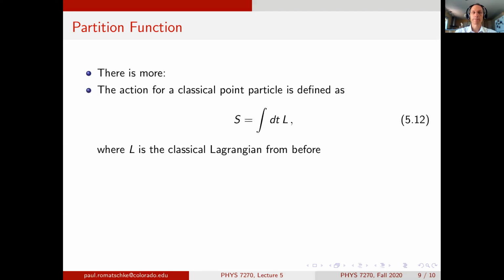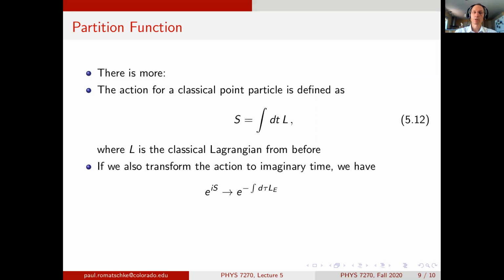There's more to this story. The action for a classical point particle is defined as the integral over time of the classical Lagrangian. If we do the same transformation to imaginary time, we find that e to the iS transforms to e to the minus integral over imaginary time tau times the Euclidean Lagrangian, which is just nothing else but e to the minus the Euclidean action as I defined them in equation 5.5.